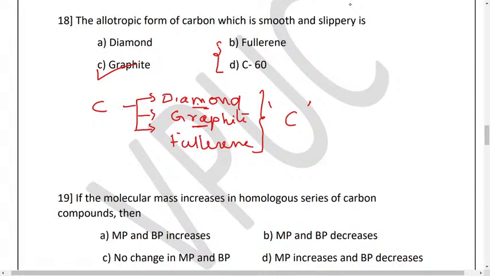Because of that, where can graphite be used? It can be used in an eraser also, because the layers can be removed easily. Understood? With the eraser, we can remove whatever we write using the pencil. Pencil is nothing but graphite only. That is because of the presence of a weak force of attraction between the layers. Understood, dear students? Now, let us consider question number 19.